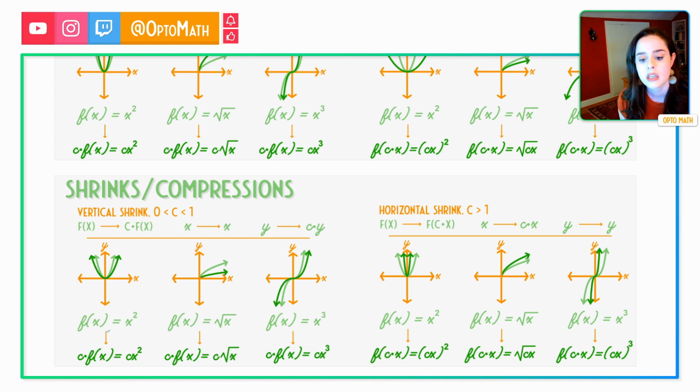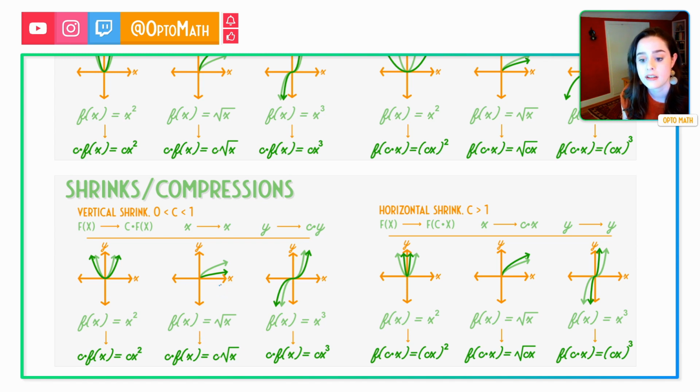So notice that if you look at our vertical stretch, we're getting skinnier. If you look at our vertical shrink or compression, we're getting a little fatter. But notice it's not quite as fat as our horizontal stretch. So if you had the same number c on the outside that you did on the inside here for this x squared, the horizontal stretch would actually be a little fatter than how fat the vertical shrink or compression would be for your x squared, which is interesting.